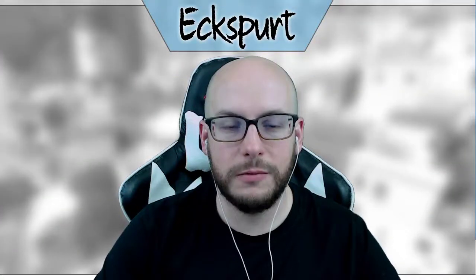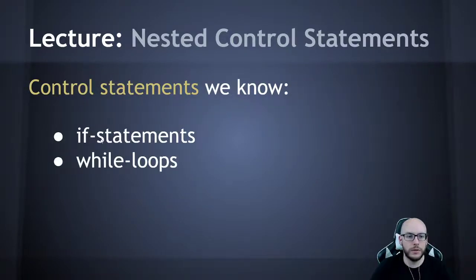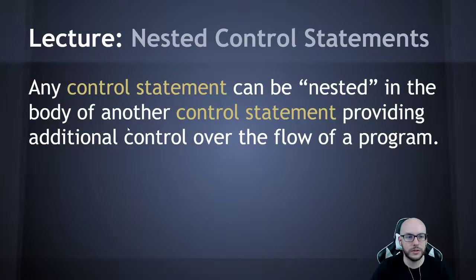All right, we're back and we're picking up where we left off in our slides, talking about control statements, particularly nested control statements. Control statements are known for their ability to make decisions and alter the flow of a program. We know two control statements at this point: if statements and while loops. We're going to learn more. There's more in this category, but that's what we know so far. So that's what we're going to talk about when we're talking about nested control statements.